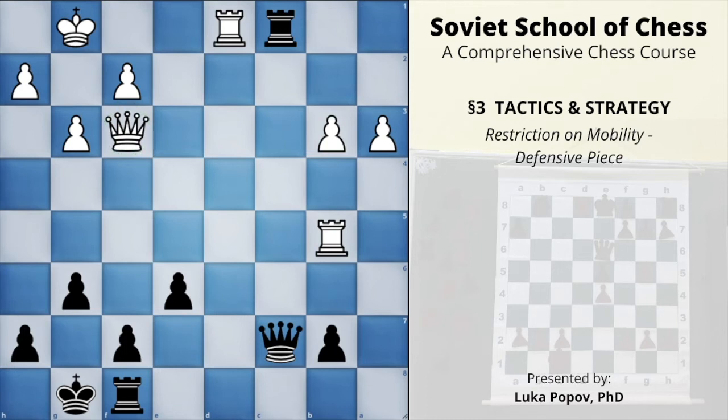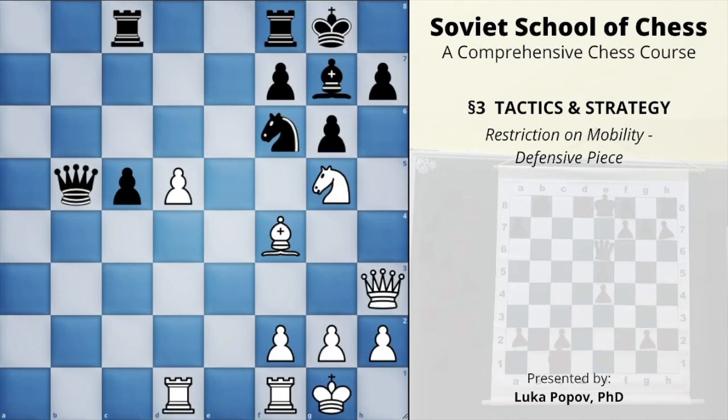Okay, let's go to the next example. Again, we are looking for the piece which has a defensive role and thus is restricted in mobility, and the piece is this rook. So this rook is defending this rook which is under attack. So the rook on f8 has a defensive role and limited mobility, and white exploited it by playing knight takes f7. And now, how to take this knight back?